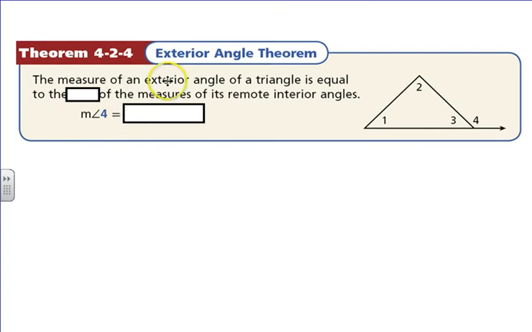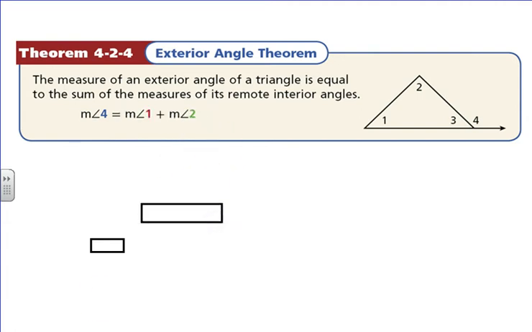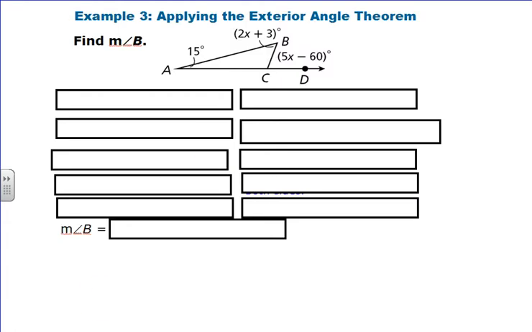And as I just said, the measure of this exterior angle is equal to the what? Sum. Good. And who can finish this statement? Measure of angle 4 equals, Sydney? Measure of angle 1 plus measure of angle 2. Okay, so we just apply what we've just learned.